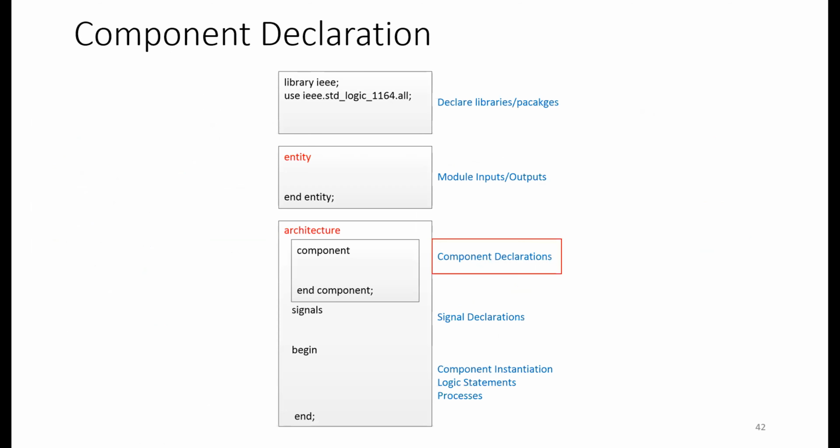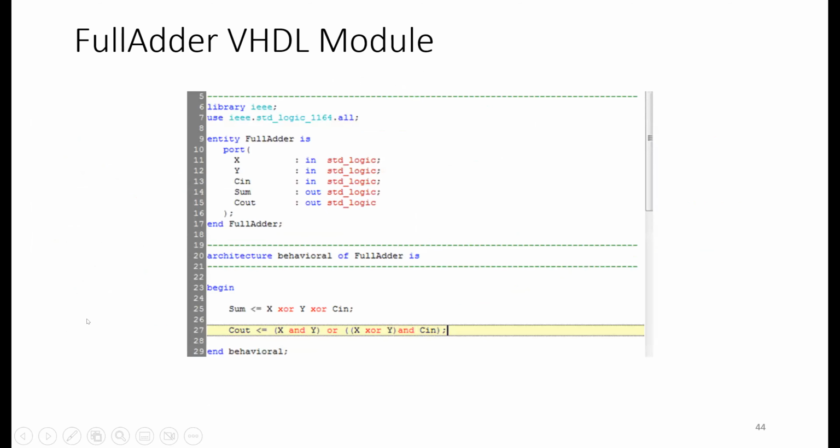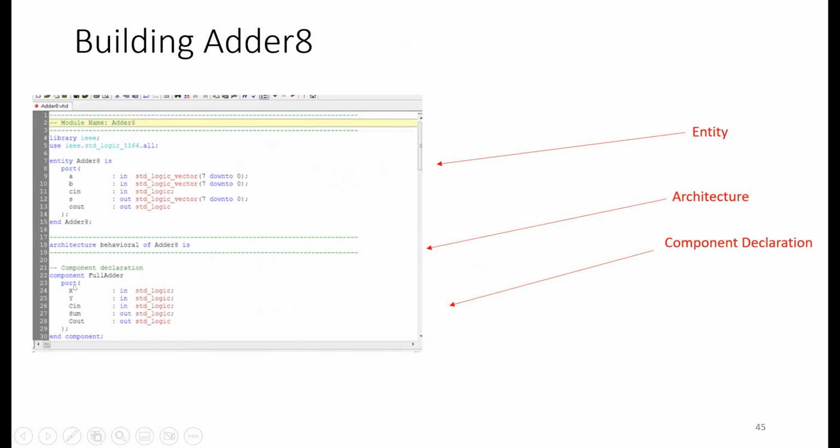According to this structure, I need to put here the component. What is the component? Component full adder, that is the one that I'm going to be using. I am saying here port. I copied from here to here. Copy and paste, copy and paste.